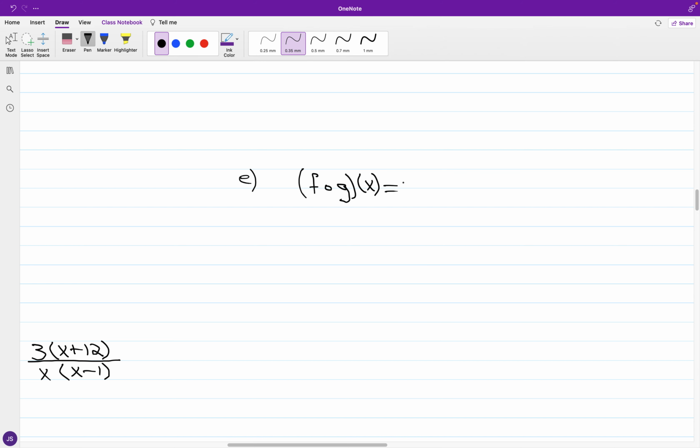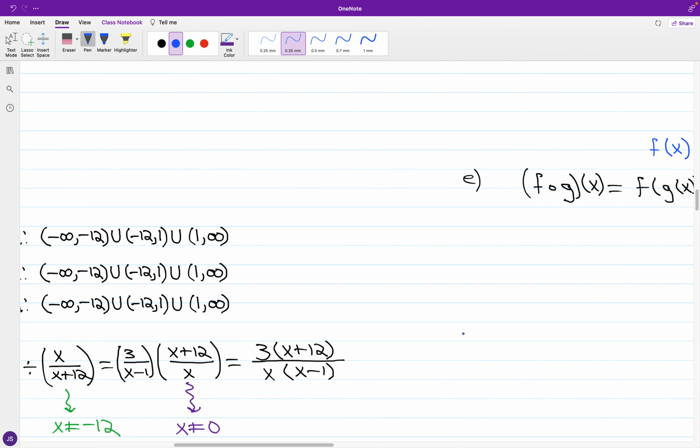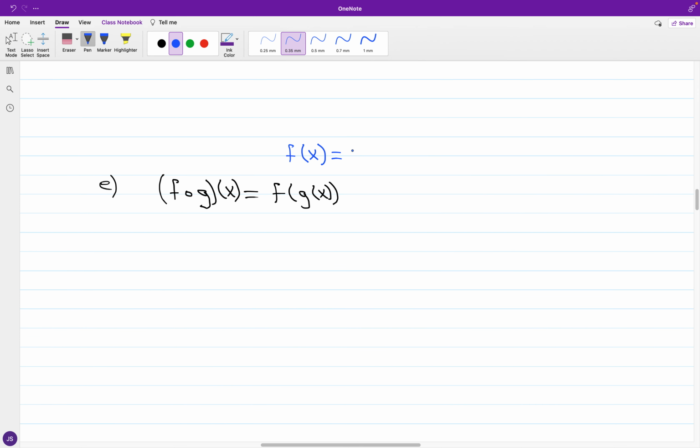So for f composed with g of x, we have f of g of x. Now we're going to operate in line whereupon the output function is with respect to f of x. Again, f of the input is equal to 3 over the input minus 1. Now we have the input as g of x. Just filling in, for g of x, you have a fraction, so you had x over x plus 12.